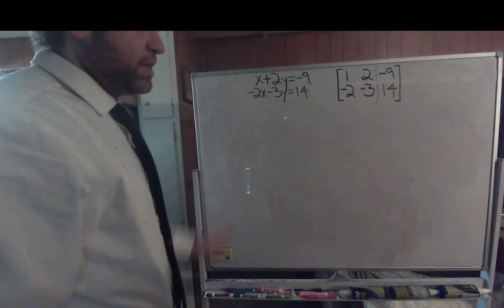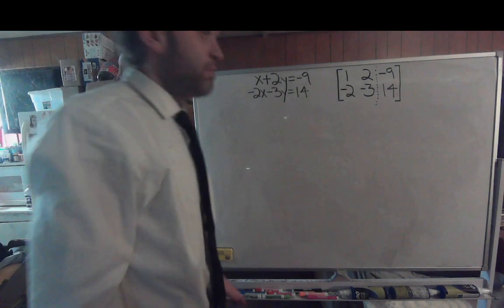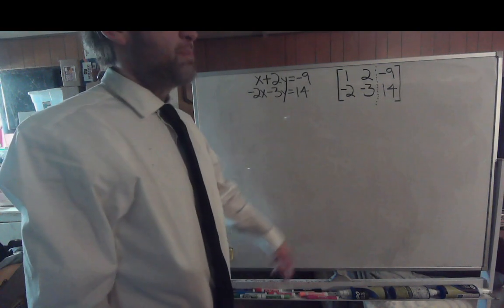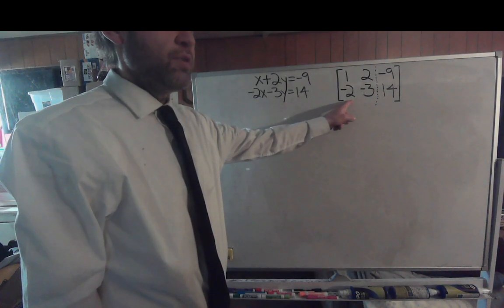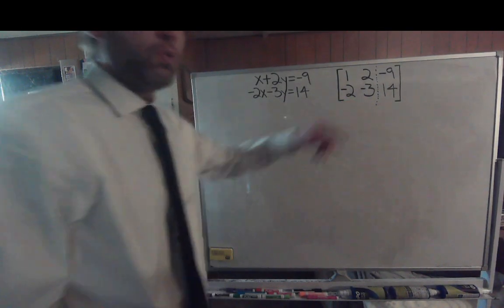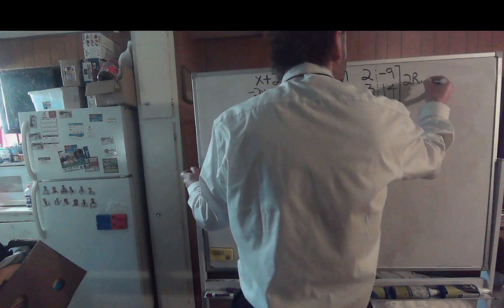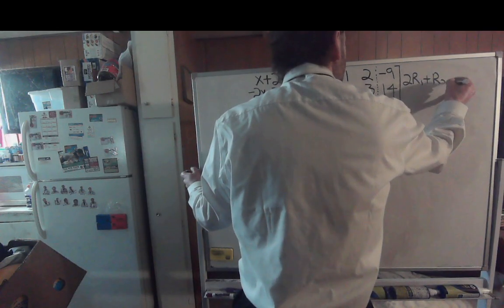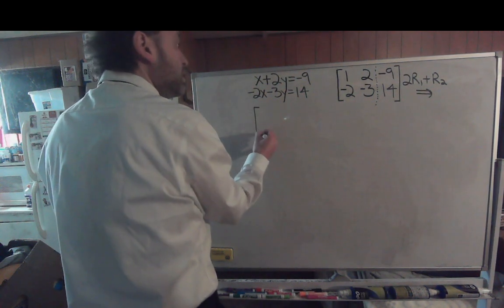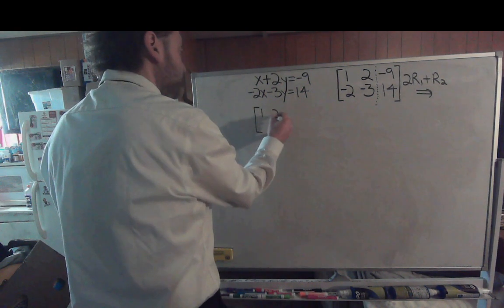So there's your matrix. Now the first thing we want to do is make the first digit in row 2 a 0. So if I take 2 times row 1 and add it to row 2, I can make that happen. So now let's do that here. Row 1 for the time being is going to be left alone.